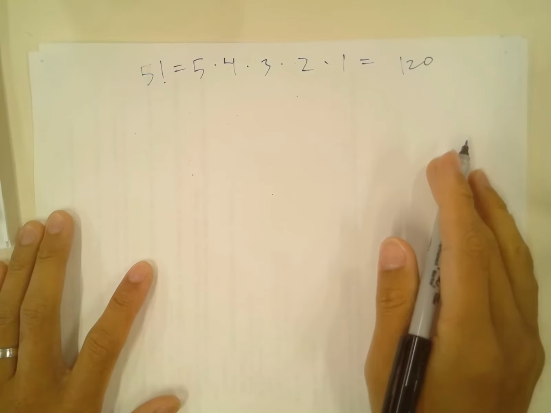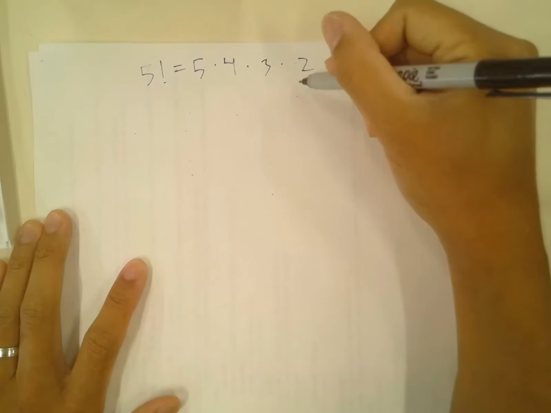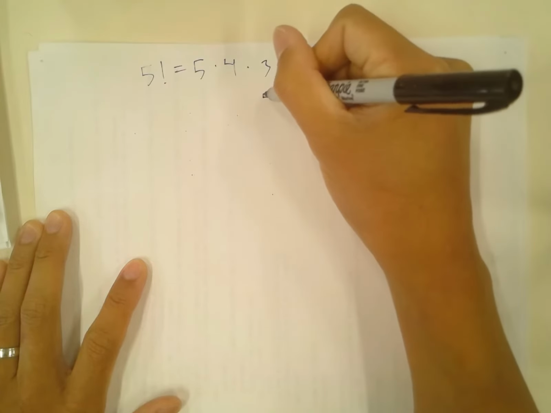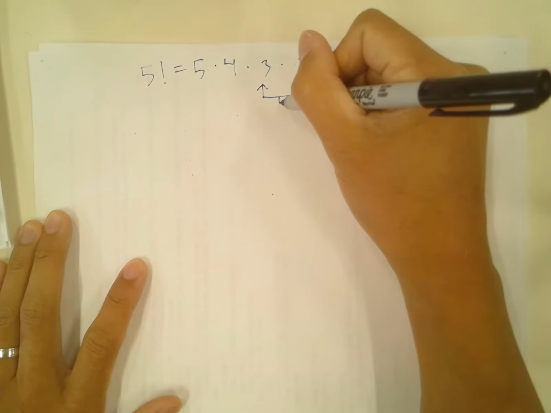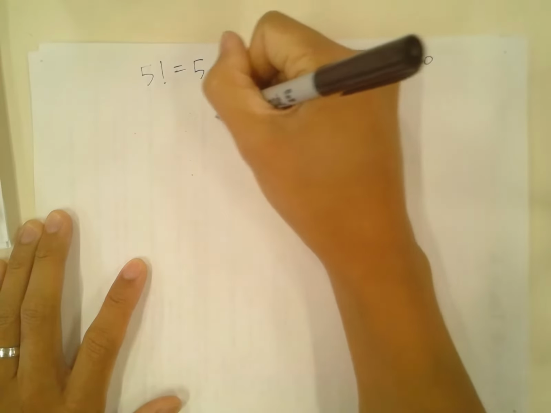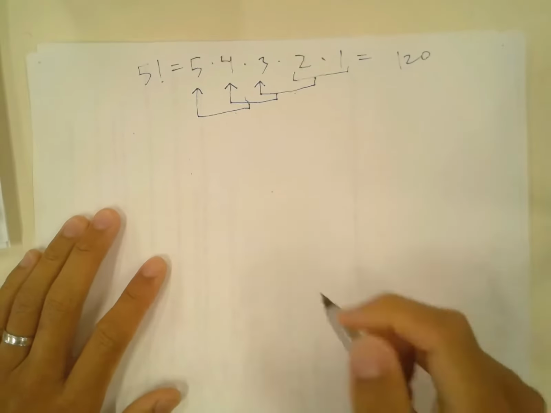And the way that we're going to do this is we're going to use a for loop, because what it's going to do is we're going to do 2 times 1. We're going to take that answer, and the next iteration we're going to multiply that by 3. The next iteration we're going to take the answer and multiply by 4, and the next iteration we're going to take the answer and multiply by 5, and then we have our solution.